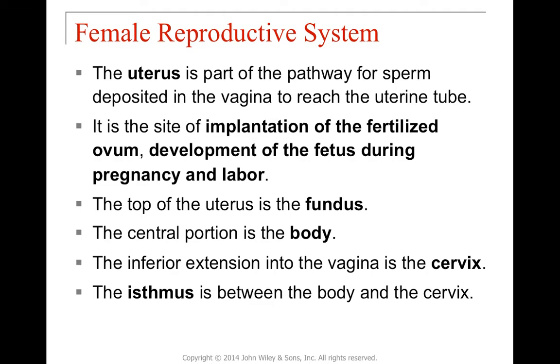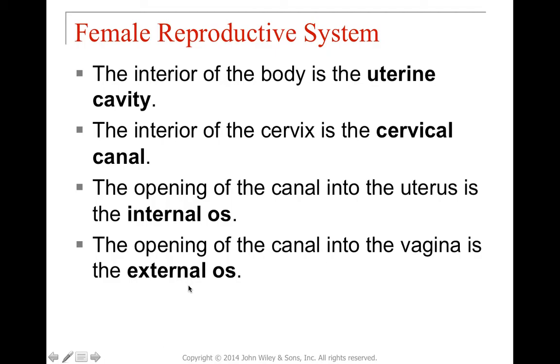As we mentioned previously, we've seen fundus several times. We talked about that in the gallbladder. We've seen that in the stomach. But it's going to be the region that's opposite the opening. So the top of the uterus is called the fundus. The central portion is called the body, and then the region that connects into the vagina is called the cervix. There's also a little region called the isthmus that's between the body and the cervix itself.